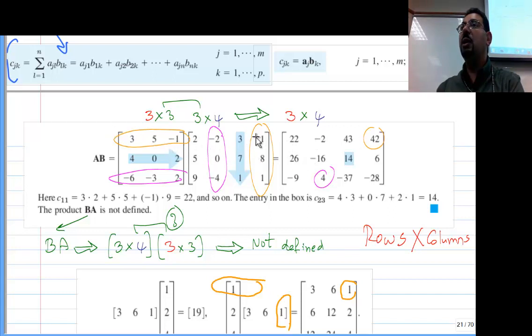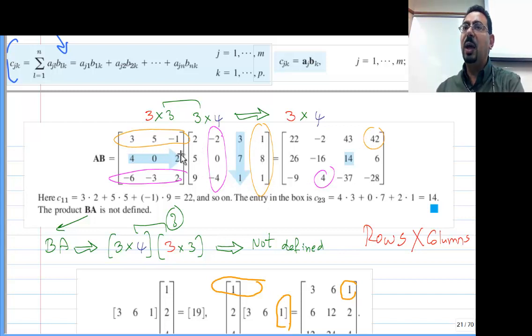Okay? So if you multiply this by the last column, that will generate this guy, because the column came from this and the row. So how did we get this 42 again? 3 times 1 plus 5 times 8 plus minus 1 times 1. You will get the 48.